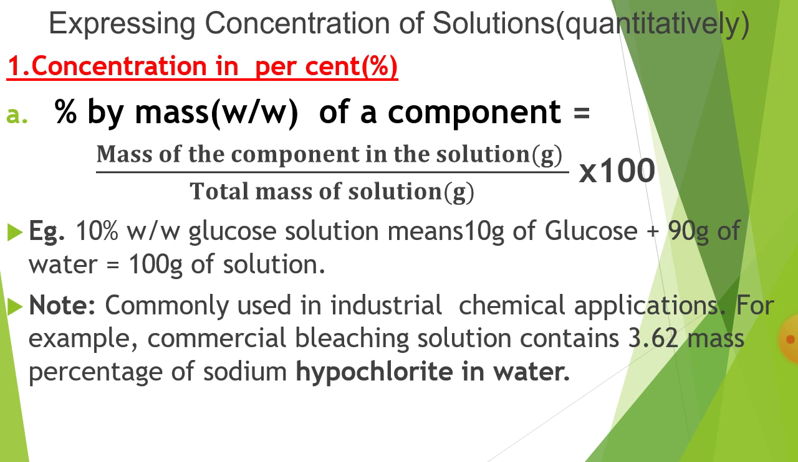Note, it is commonly used in industrial chemical applications. For example, commercial bleaching solution contains 3.62 mass percentage of sodium hypochlorite in water. One more thing you have to notice again: if nothing is given, you have to think about W by W. For example, if only 10% glucose solution is written, you have to think of 10 gram in 90 gram.